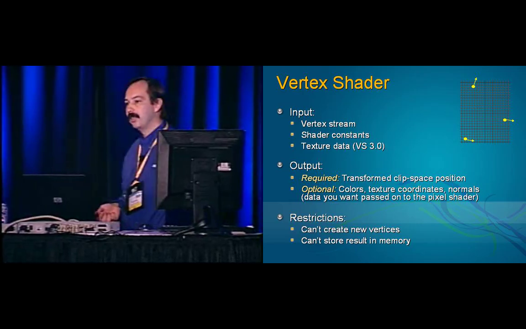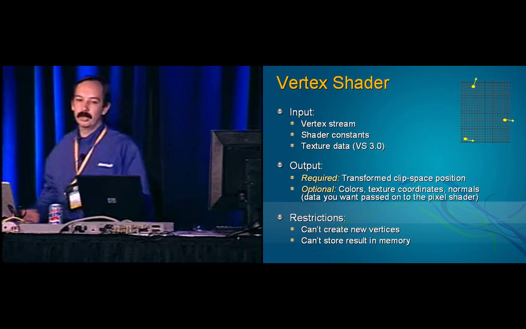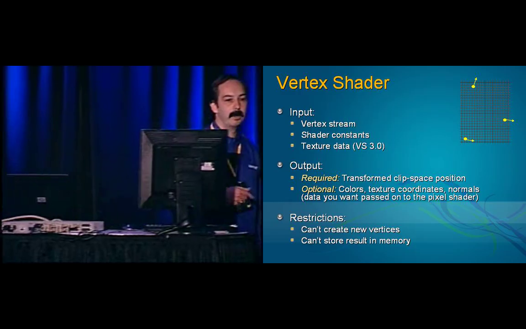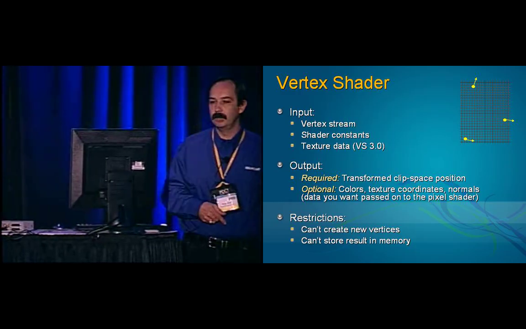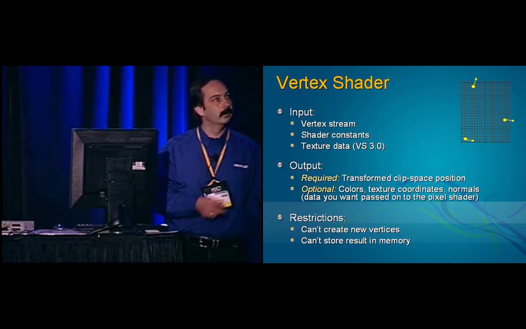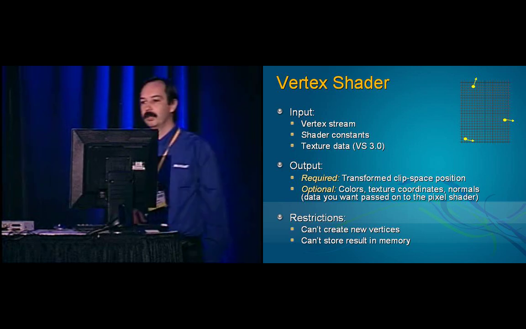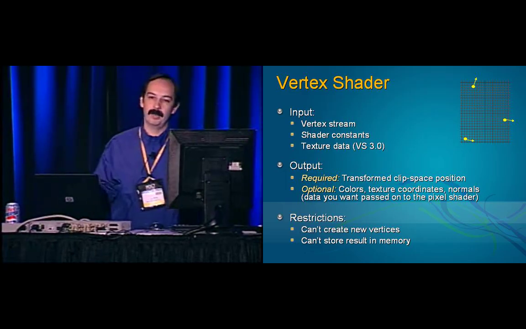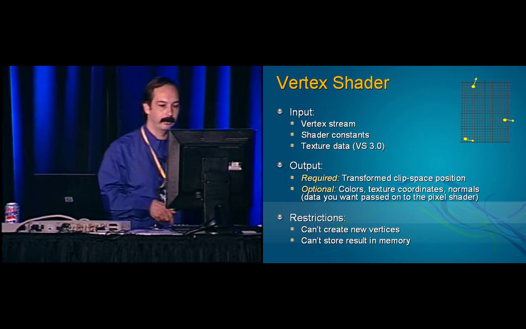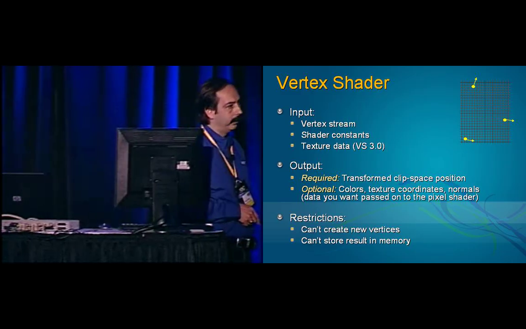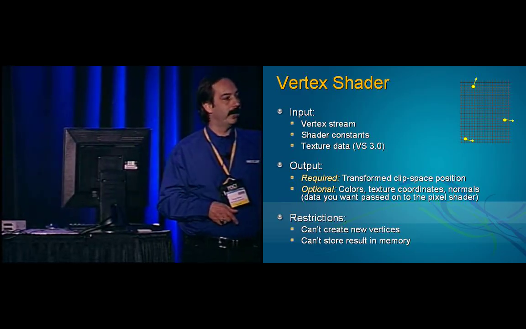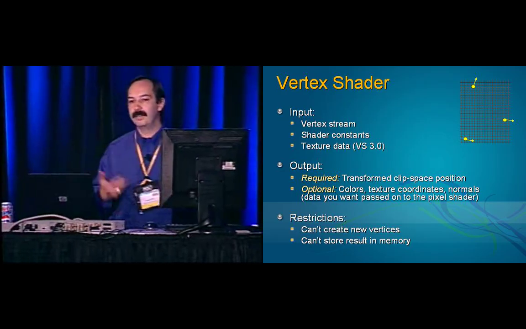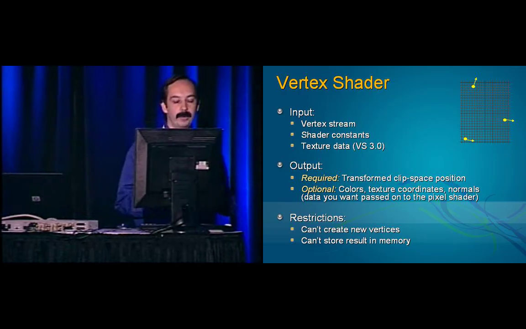Now, it also may output some optional information, such as the color of the vertex, and what point in the texture corresponds to that vertex. It may also output normal data, the little arrows I have coming off of the triangle. It's not necessary if you don't need it, but we're going to be doing some effects later on in this demo that use it. The only restrictions with a vertex shader are that you can't create new vertices, and you can't store results into memory. But since it runs on every single vertex, there's a lot of things you can do.